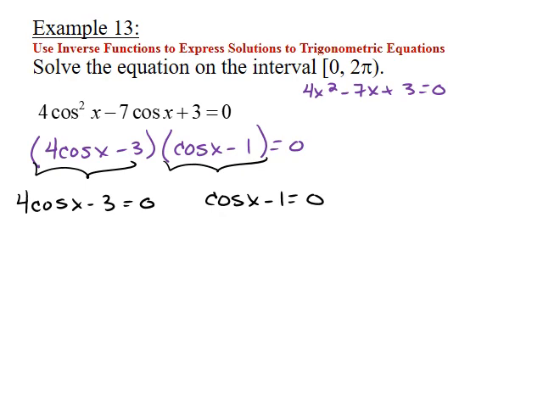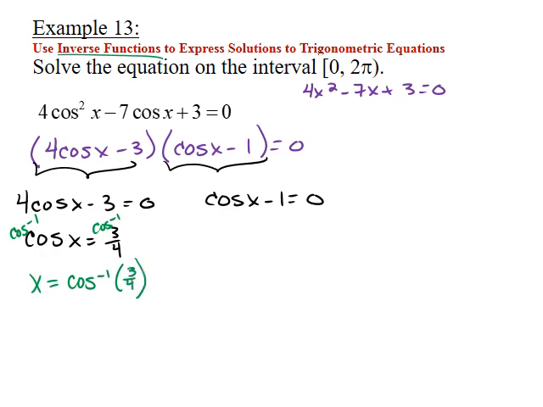So I'll set each of these equal to 0 and solve. When I solve the one on the left-hand side, I end up with cosine of x is equal to 3/4. Now, cosine of x can be equal to 3/4, but 3/4 is not something on the unit circle. So I need to solve this by using inverse trig functions. To get x by itself, I would take cos inverse of both sides, and I would find that x is equal to cos inverse of 3/4.